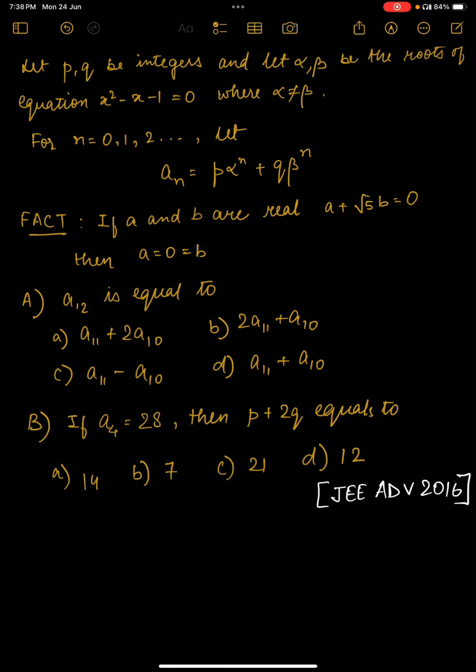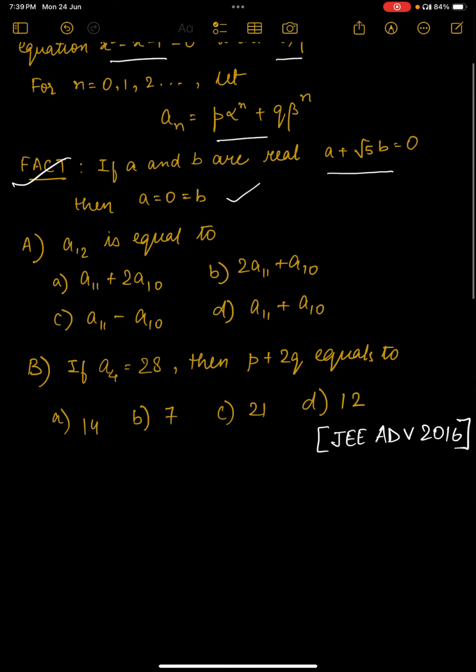So we are given that let p and q be integers and let alpha and beta be the roots of the equation x squared minus x minus 1 equal to 0. So this equation is a well-known equation at this level and we are very much familiar with its results as well. However, we'll take the problem as it is, where alpha is not equal to beta. Now, we are given that for n equal to 0, 1, 2 and so on, we have an expression a subscript n is equal to p alpha power n plus q beta power n. Now, we are given a fact, this is very interesting, that if a and b are real, and a plus root 5 b is equal to 0, then a is equal to 0 and b is equal to 0.